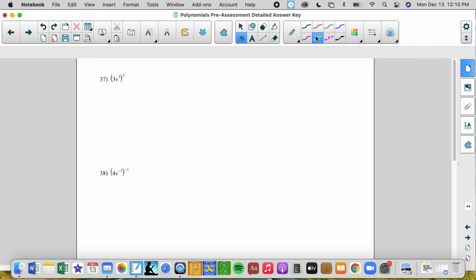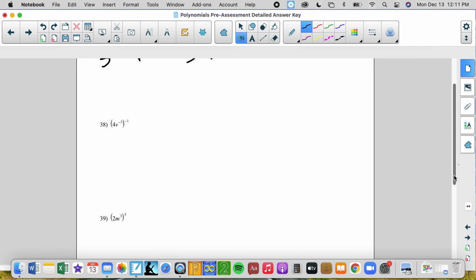Remember, this exponent goes to each of the pieces in the parentheses. We have a 3 and a v cubed. So that square has to go out to each of those pieces. That's 3 to the 1 times 2 times v to the 3 times 2. We are distributing that exponent into the parentheses. That's 3 squared, v to the 6, and 3 squared is 3 times 3, or 9v to the 6th.